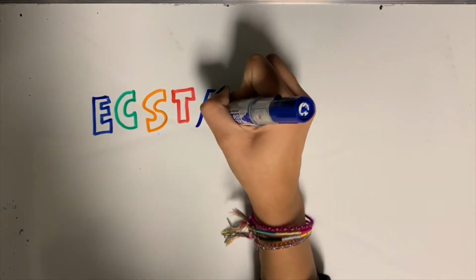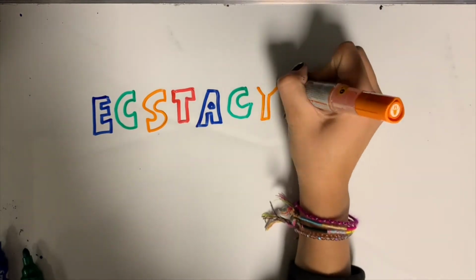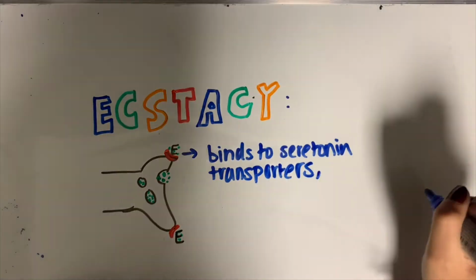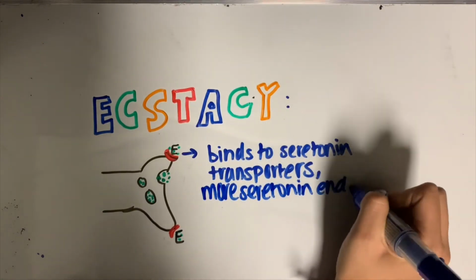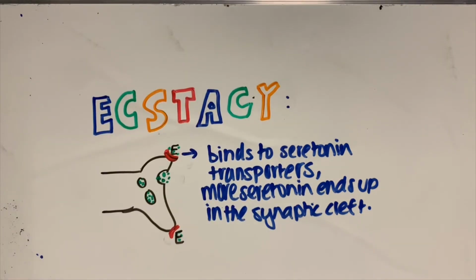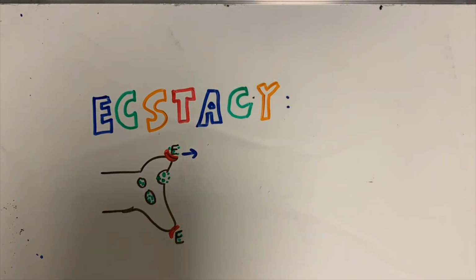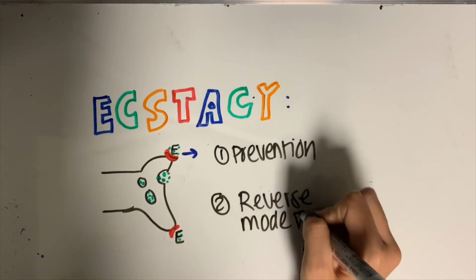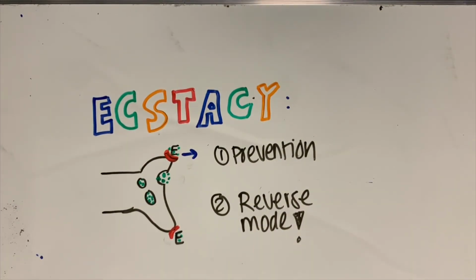There are some drugs that play a role in the levels of serotonin in the body. An example of one of these drugs is ecstasy. When ecstasy binds to the serotonin transporters, more serotonin ends up in the synaptic cleft. This occurs for two reasons. First, ecstasy can prevent the transporters from carrying serotonin back into the terminal. Second, ecstasy can cause the transporters to work in reverse mode. They actually bring serotonin from the terminal into the synaptic space, so more serotonin is present in the synaptic space and more serotonin receptors become activated.